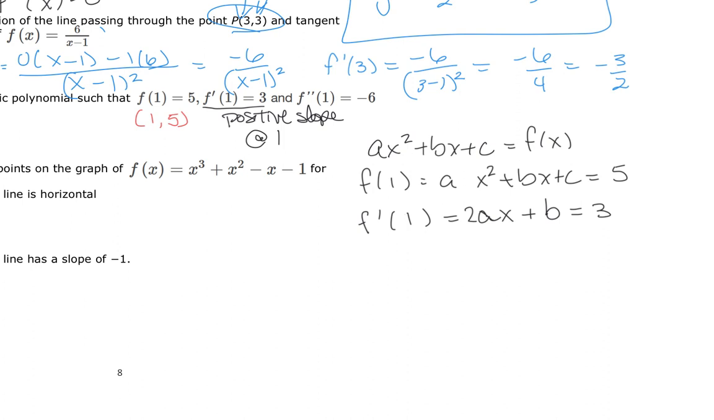Now, the second derivative, f double prime of x, would be just 2a. Now, 2a has to equal negative 6 when I'm evaluating this function at 1. Oh, then I know what a is. a has to be negative 3. If I know what a is, I can put it back here and find out what b is.